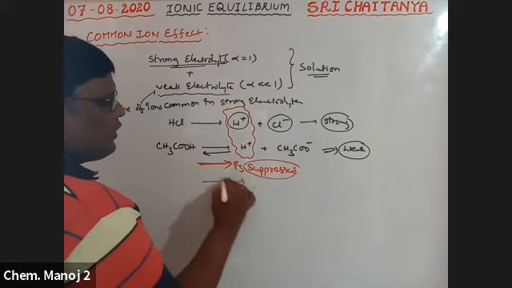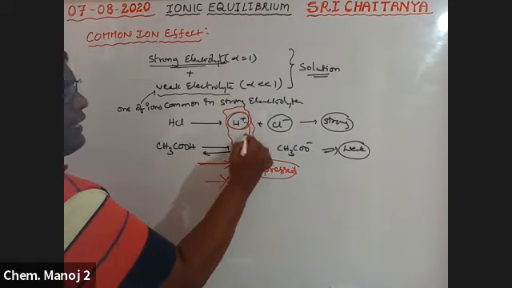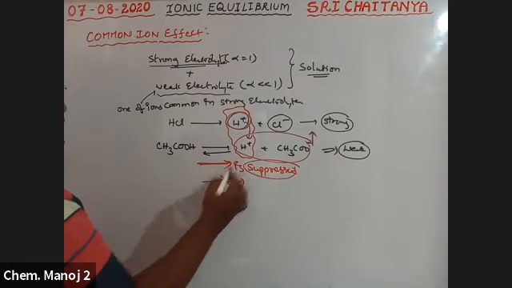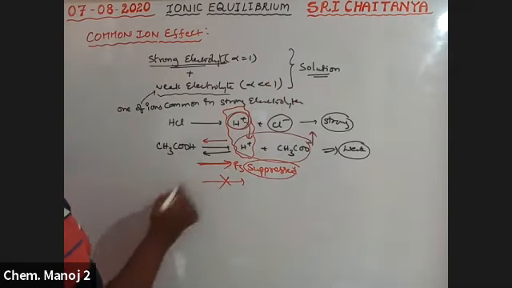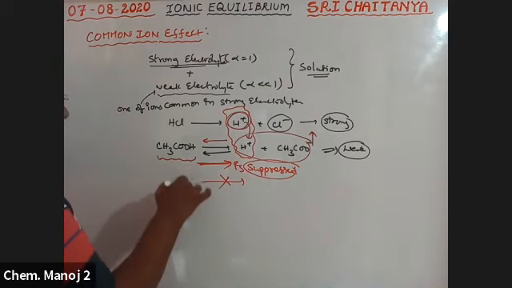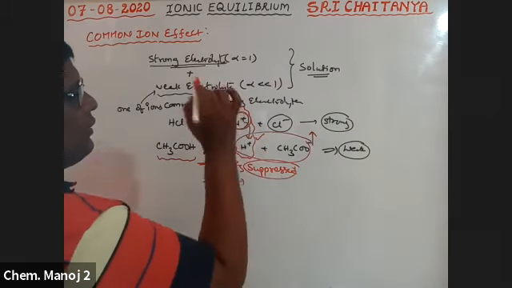That means the forward reaction does not take place. Here H+ is added, so the product concentration increases in this reverse reaction. When product concentration increases, it favors the backward reaction. That means the dissociation of CH3COOH is decreased. So it is all due to the common ion present in the electrolytes.